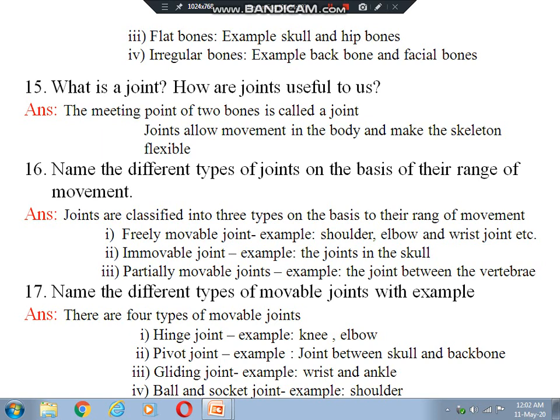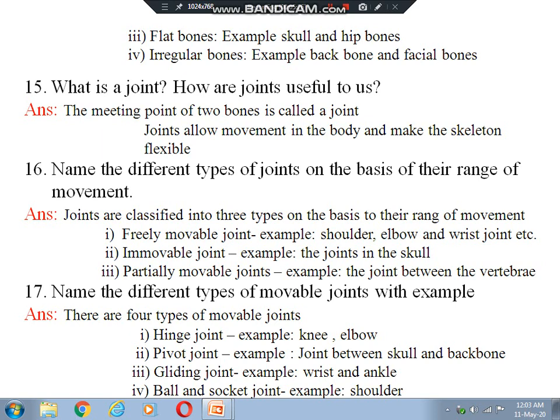Name the different types of joints on the basis of their range of movement. Actually, there are so many joints in our body. Some joints can move freely, some joints cannot move at all, and some joints can move partially. So, according to the range of their movement, they are divided into three types.